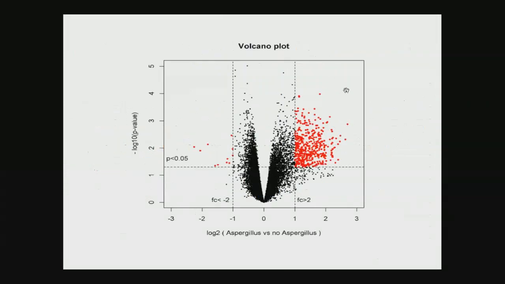So this is an example volcano plot. The x-axis is the log2 fold change. This is two groups of patients, one with Aspergillus infection and the other one without Aspergillus infection. And the y-axis is the negative log 10 base p-value. That would make it a positive value, and the larger the value, the more significant.